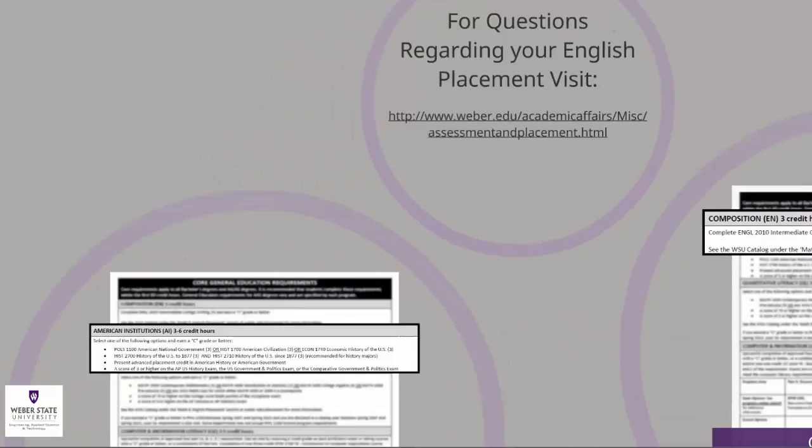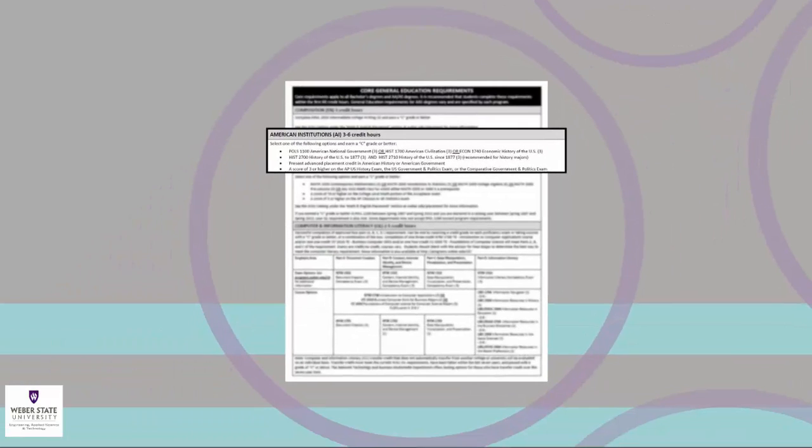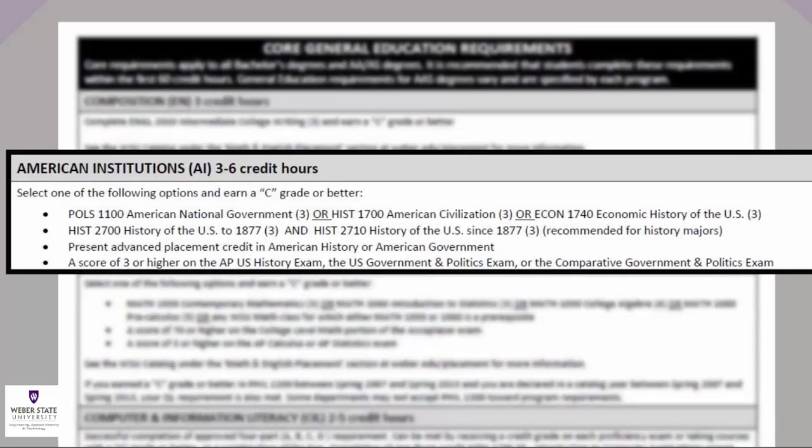The second requirement is American institutions. This requirement can be completed in one of 5 ways. You can either take Political Science 1100, History 1700, or Economics 1740, or a combination of History 2700 and 2710. Or if you received a score of 3 or higher on the AP US History exam, the requirement will be complete. Please note that the 4th option is designed for history majors or minors. Most students complete the requirement, choosing a course from the first option to avoid taking an extra class. You are required to pass the class with a C or better.